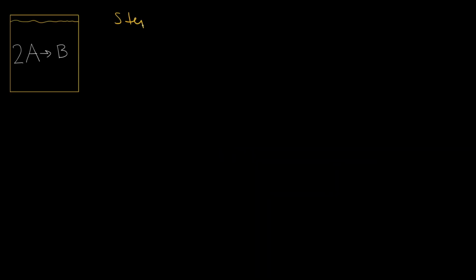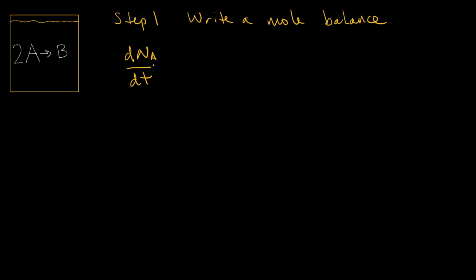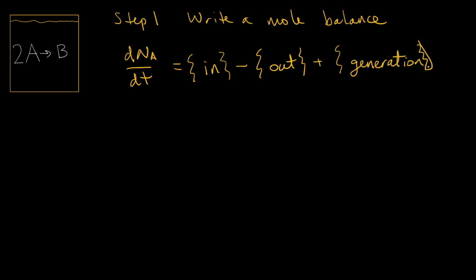Okay, we're going to start out with that step 1, which was write a mole balance. So that mole balance is going to start out with dN_A/dt, change in number of moles of A as a function of time, and that's generally going to be equal to how much A comes into the reactor minus how much goes out plus generation. So how much A is generated or consumed within this reactor. And since this is a batch reactor, there is no inlet or outlet on this picture. In and out are going to be equal to 0.